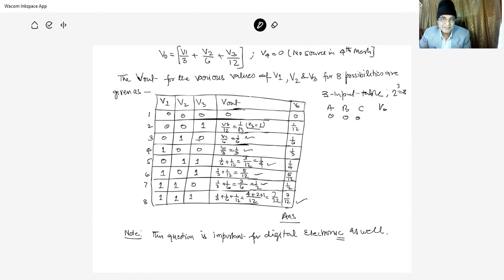In the next video, we would like to discuss the network theorems, that is Thevenin's, Norton's, maximum power, reciprocity, and their applications. So this is all about today's lecture.